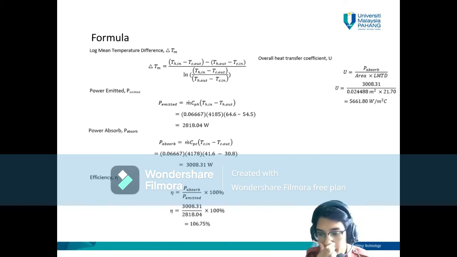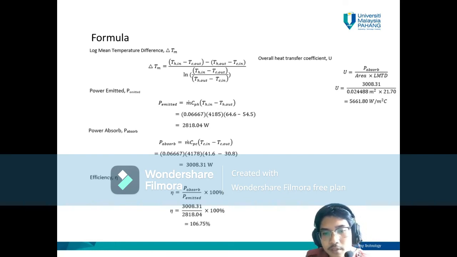Okay, for the formula, log mean temperature difference, which is LMTD, I'm using the formula (TH in minus TC out) minus (TH out minus TC in) over ln of (TH in minus TC out) over (TH out minus TC in).